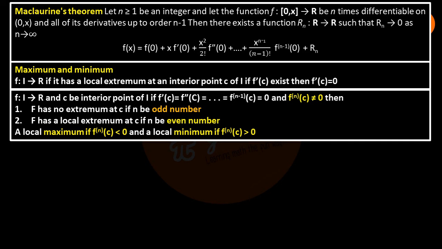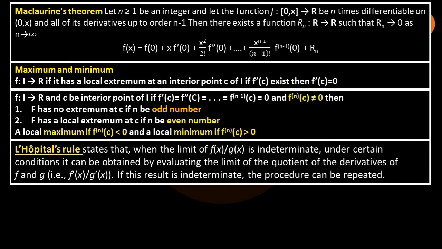If the non-zero derivative we get is at n equal to an odd number, then there is no extremum at that point c. If n is an even number, there is an extremum. If the nth derivative of f at c is less than 0, then it is a local maximum, and when the nth derivative is greater than 0, a local minimum. It's like the second derivative test.